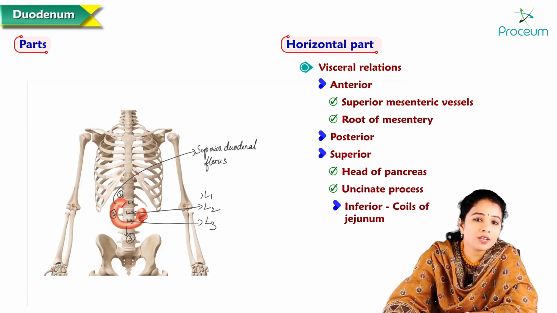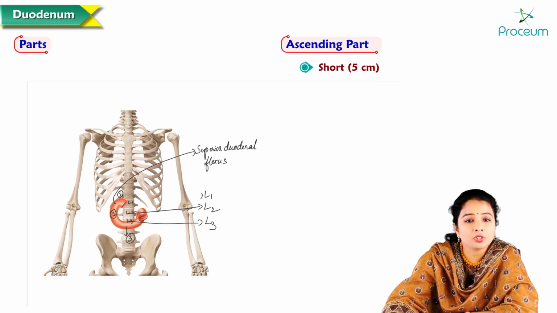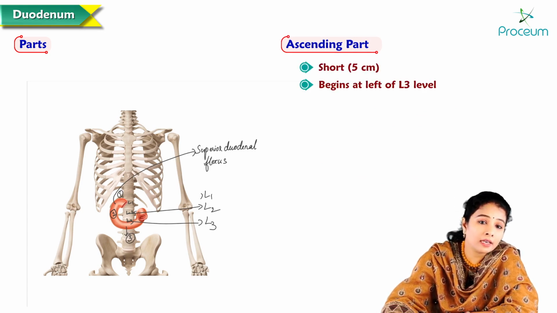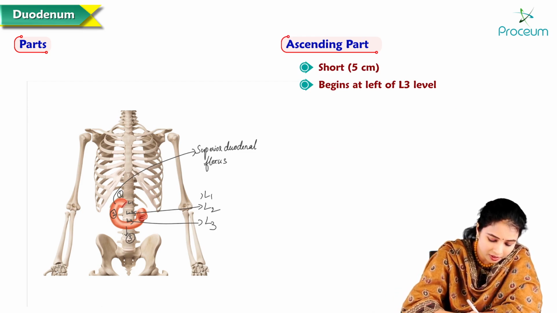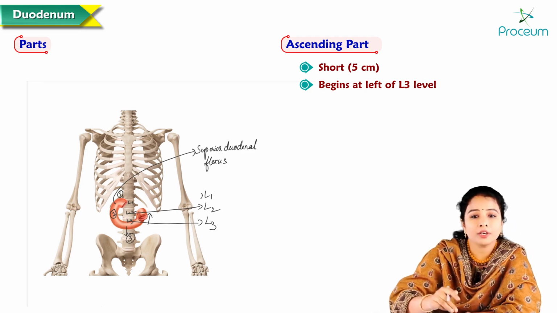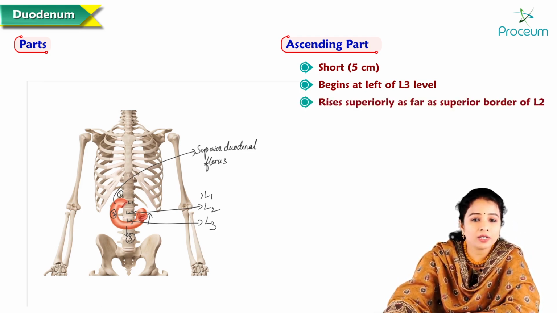Next, moving on to the last part, that is the ascending fourth part of duodenum. It is short, 5 centimeters long, and it begins at the left L3 vertebral level. It ascends up and turns abruptly to form the duodenojejunal flexure. So it rises superiorly as far as the superior border of L2 vertebra.